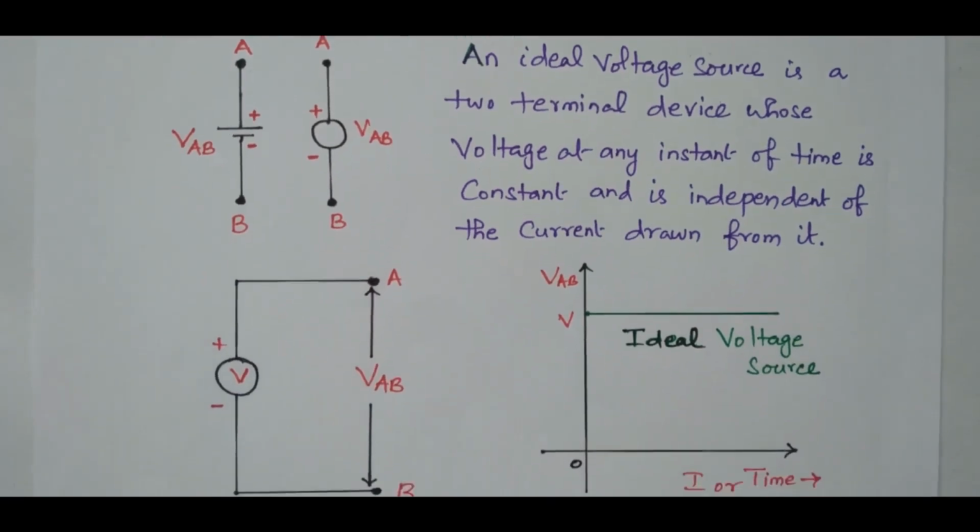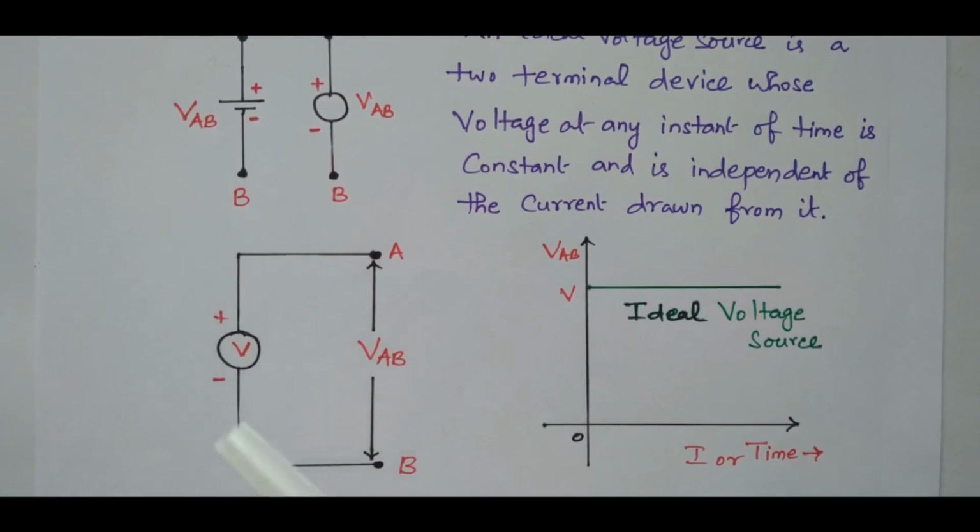The circuit representation is available here. The voltage V, the terminals A and B, so across terminals A and B the voltage will be VAB. If you draw the graph of voltage with respect to current or time, the voltage is constant. When the current increases or decreases, or the time increases or decreases, the voltage remains constant. For an ideal voltage source, the voltage remains constant.